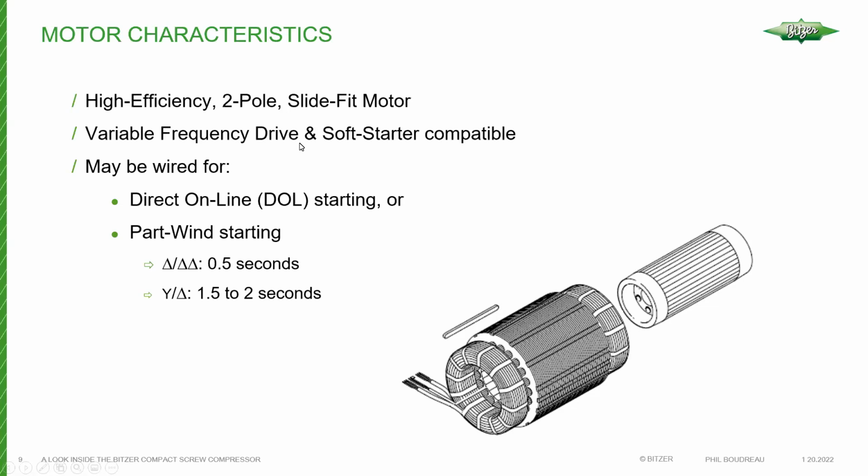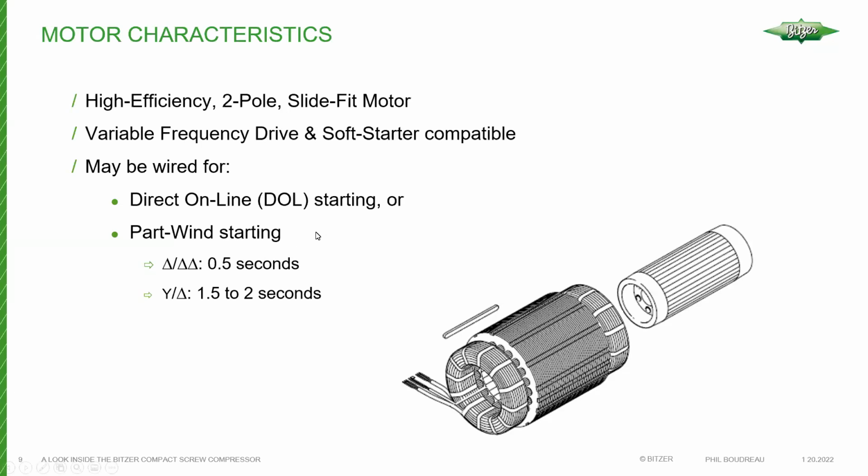Variable frequency drive and soft starter compatible motors, as I mentioned before. And again, these can be wired for direct across-the-line start. So across-the-line starting is basically what you would generally do with smaller motors anyways. And then if you're going to wire for a VFD or a soft starter, then in these cases, of course, you would wire for across-the-line starting or direct online starting as well.